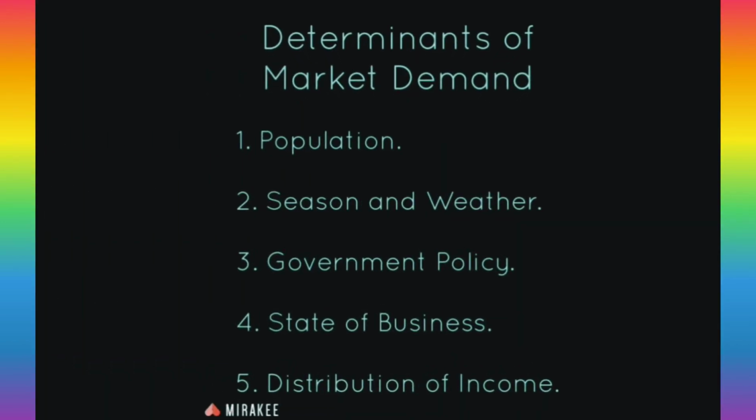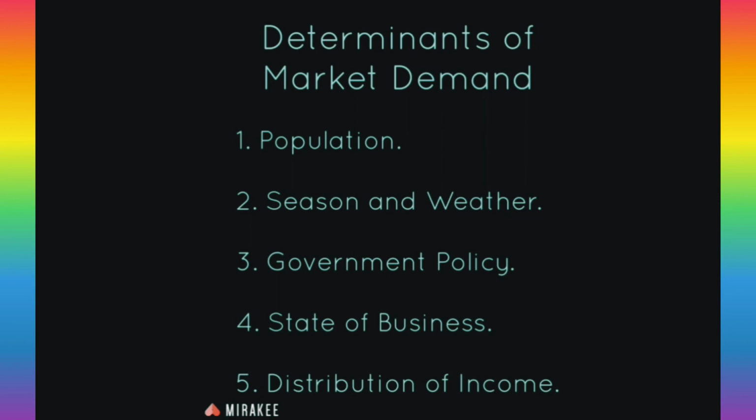Now we will discuss the determinants of market demand. What are they? Number one is population. Increase in population increases the demand and vice versa. Market demand for so many commodities has increased in India due to this factor.